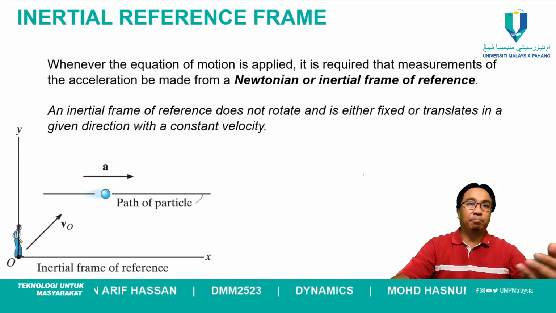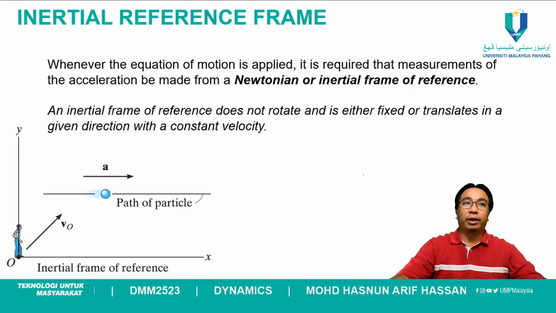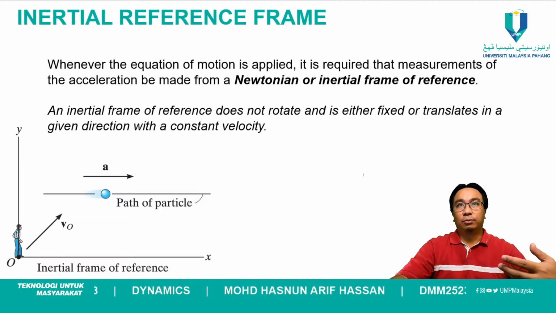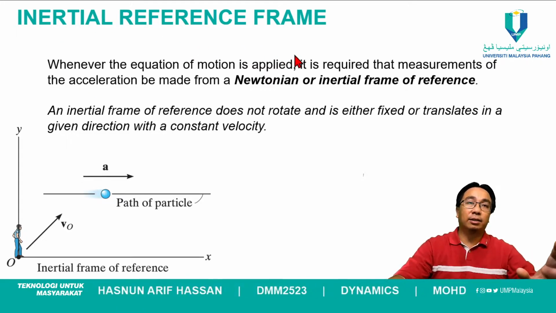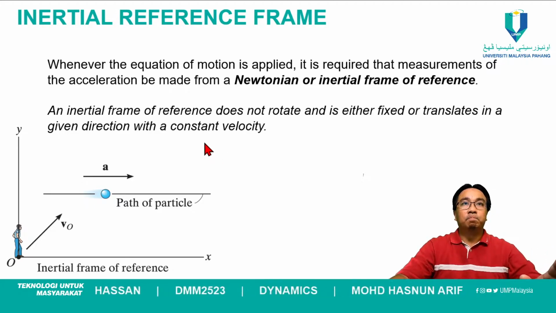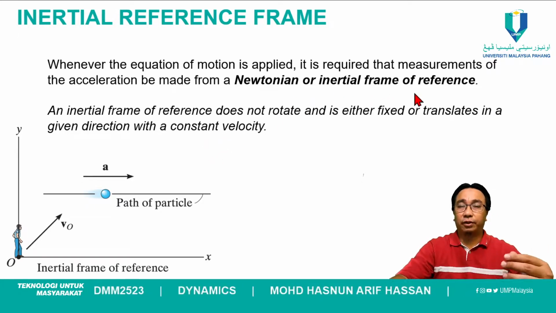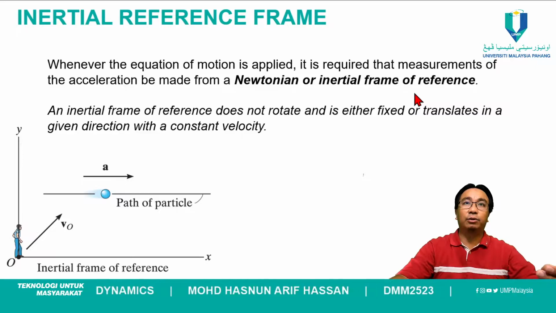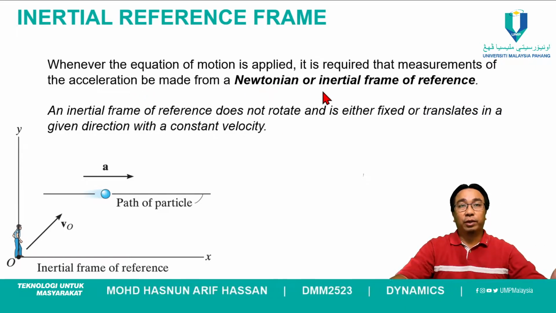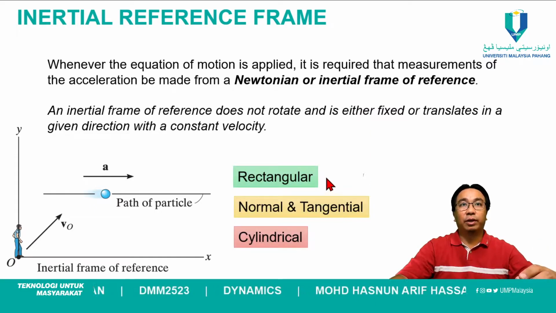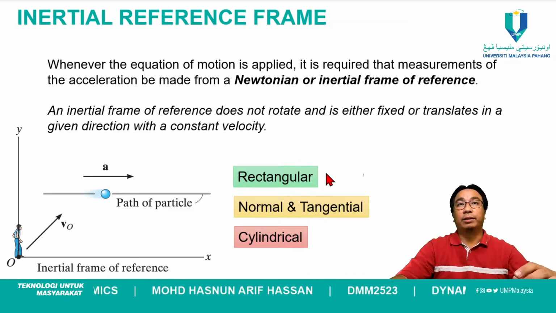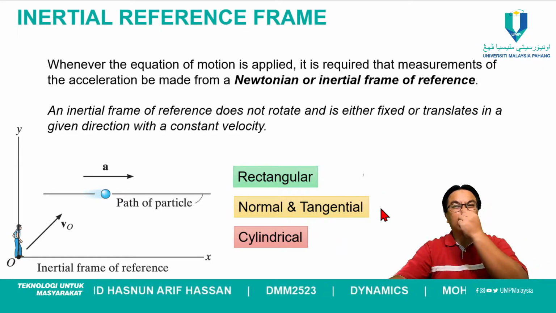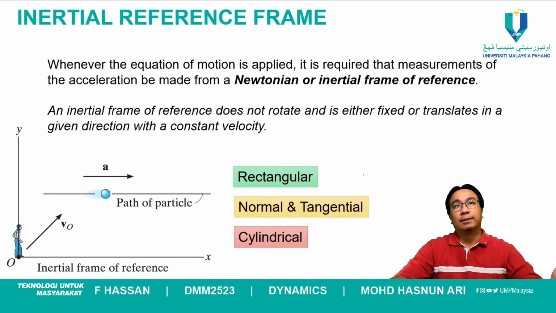It can be the usual XY coordinate system, or like what we are going to discuss today, we will use the normal and tangential coordinate system. So basically, the inertial reference frame, we can divide into three, like what we have covered in kinematics chapter 1. We have three types of coordinate system that we can use depending on the situation that we are facing.